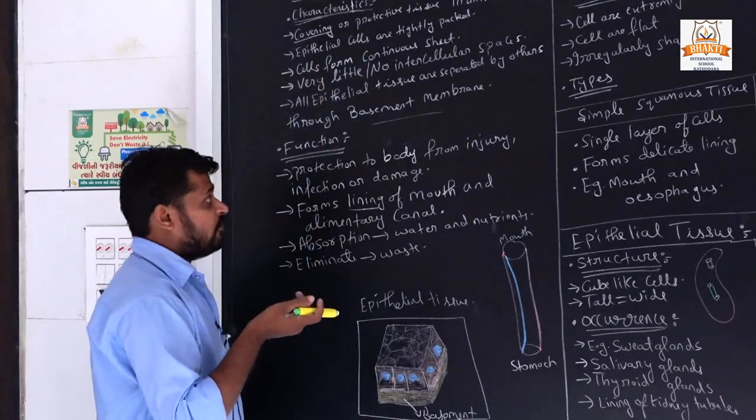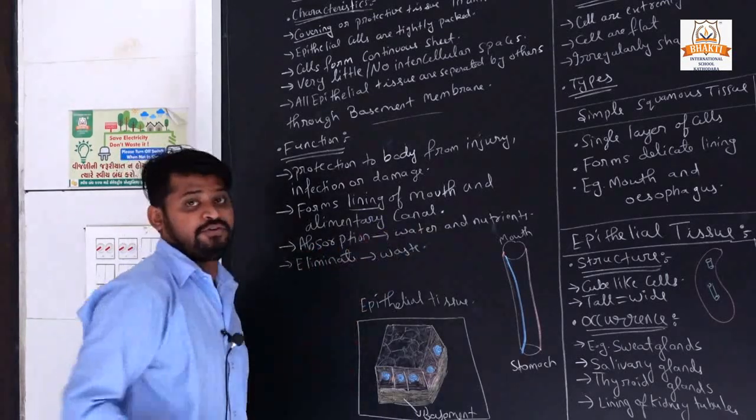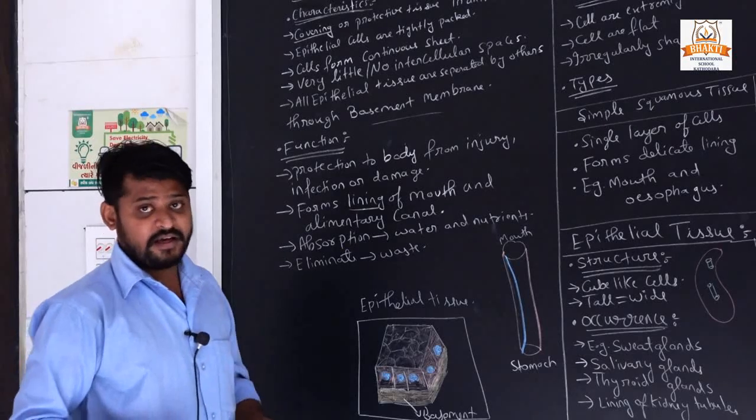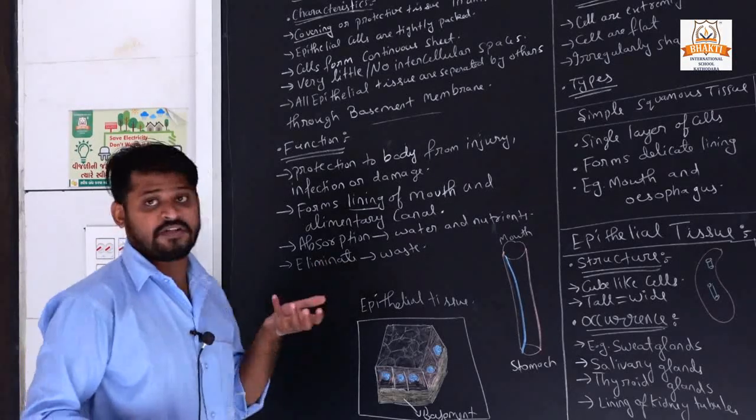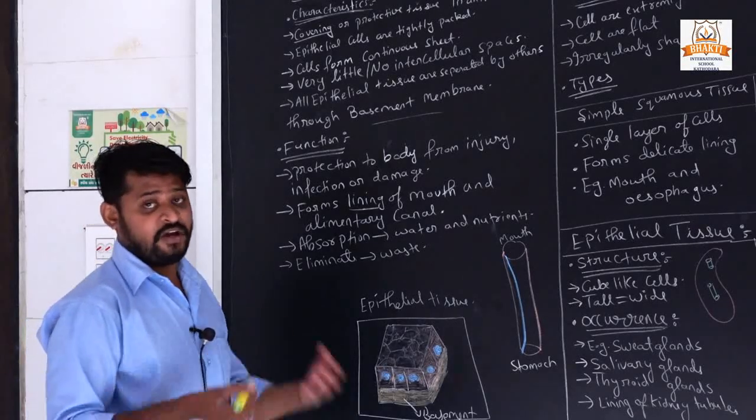What is another function of epithelial tissue? Absorption, means it will absorb water and nutrients. In our stomach, the lining, what is the function of the lining? To absorb water and minerals from what we are eating.